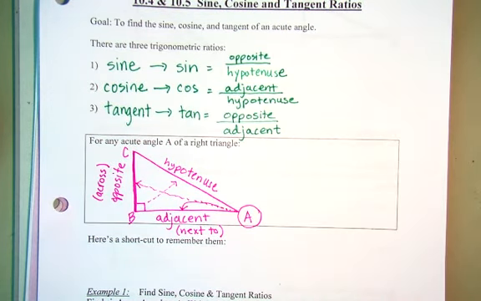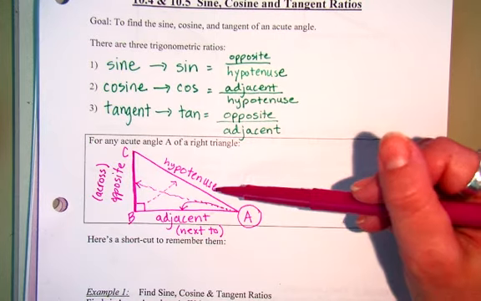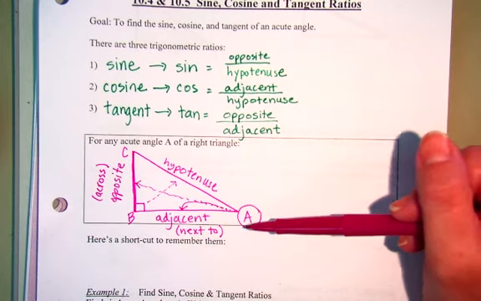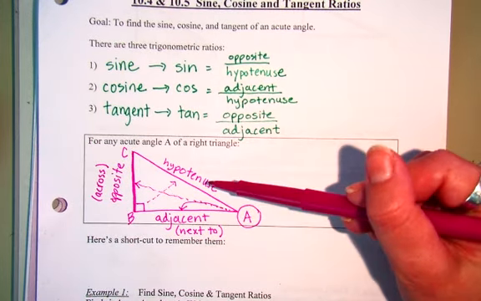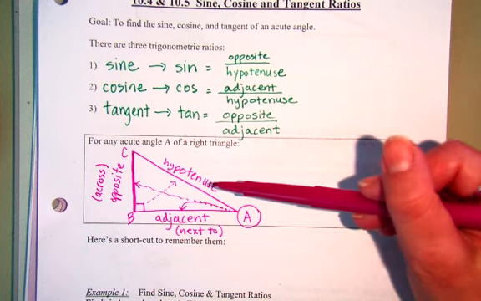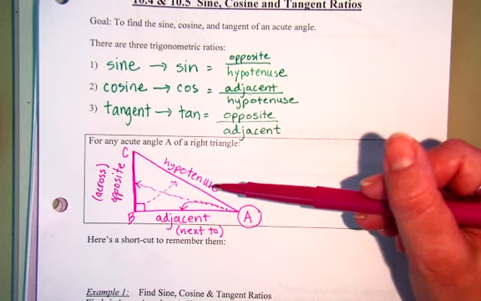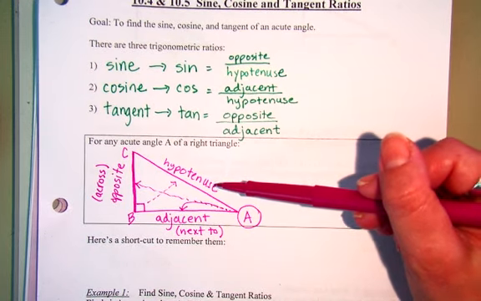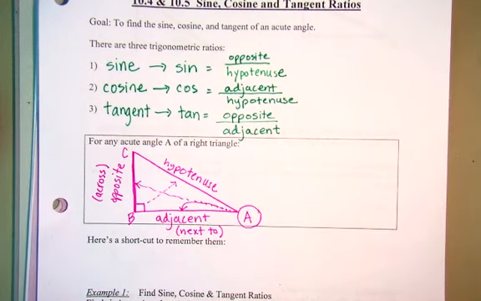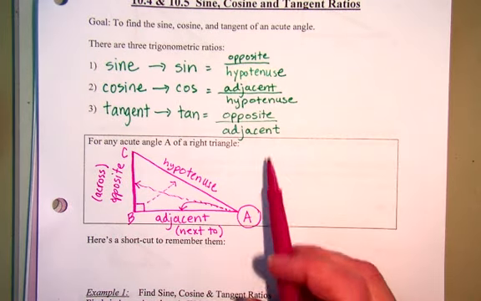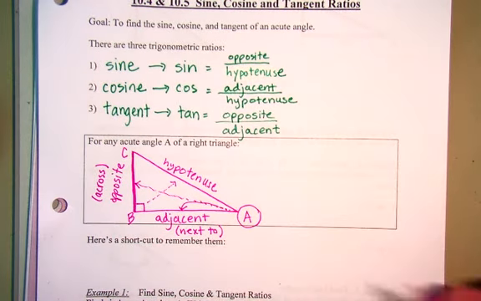Now some students have a good question. They say, well, isn't the hypotenuse also adjacent to angle A? Because it's right next to it as well. You're right, it is right next to it, but since it's already named the hypotenuse, it can't also be named the adjacent. Okay, you can only give one name to each side.